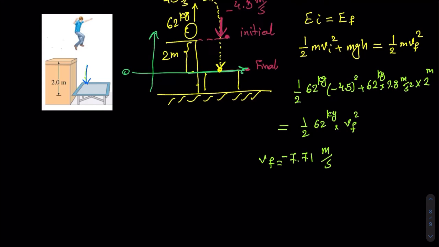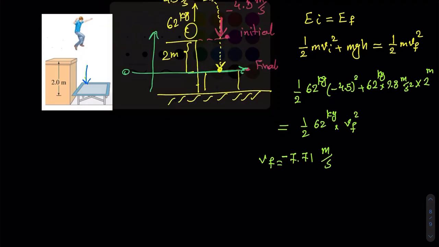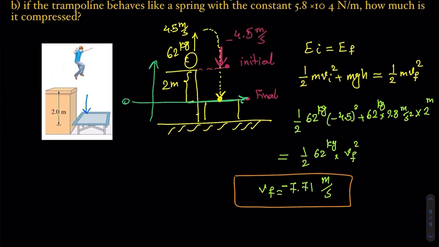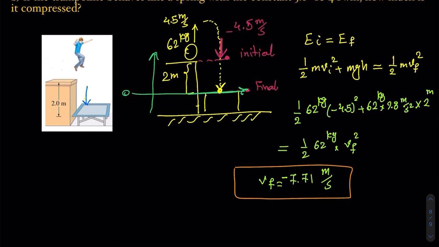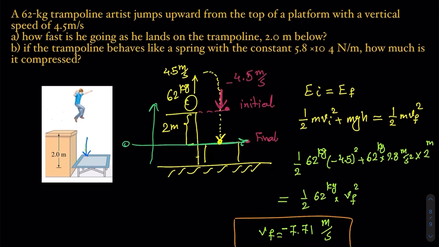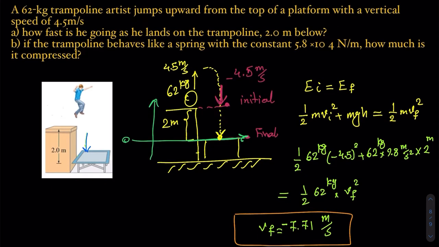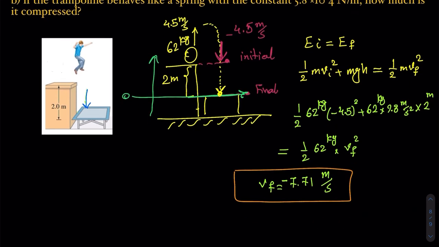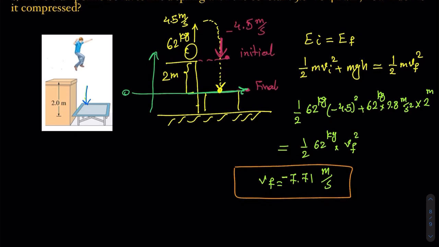So that is the answer for part A of this problem. Negative 7.71 meters per second is the velocity of this person when reaching the surface of the trampoline. But part B asks how much the trampoline compresses, because the trampoline is like a spring, when the person lands on it.